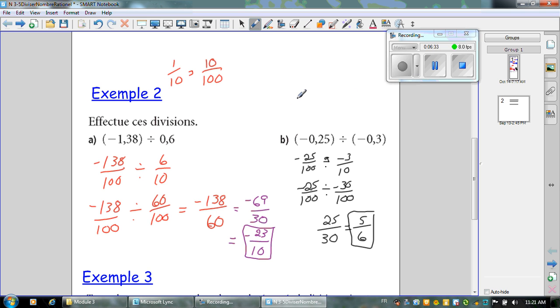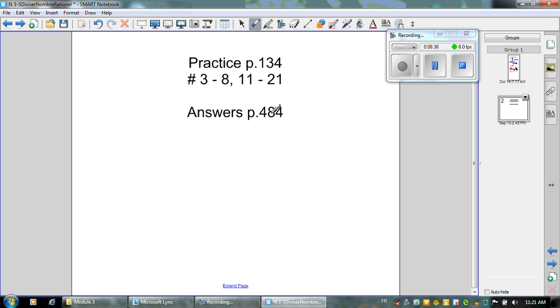We're going to practice now, so I'll show you practice questions. Make sure you check your work in the back of the book.